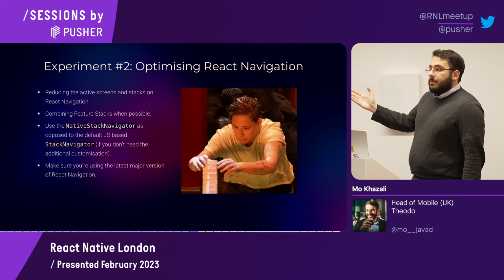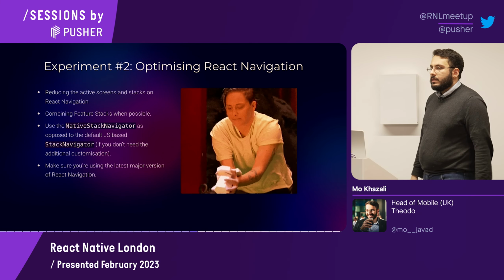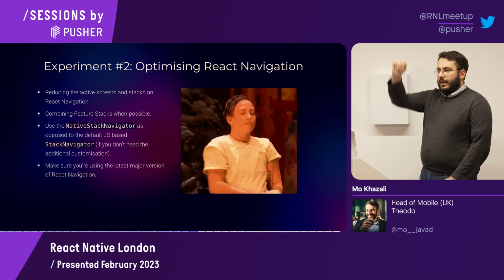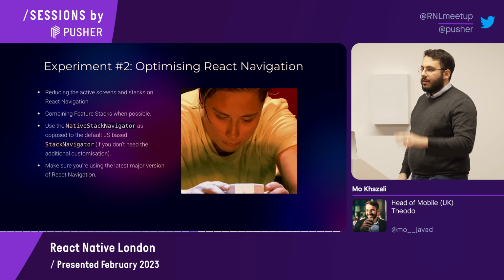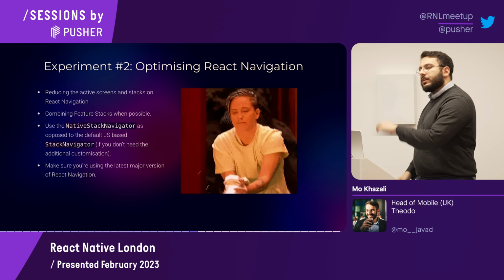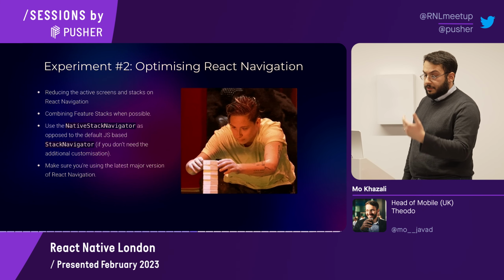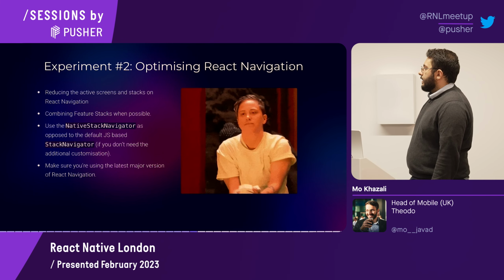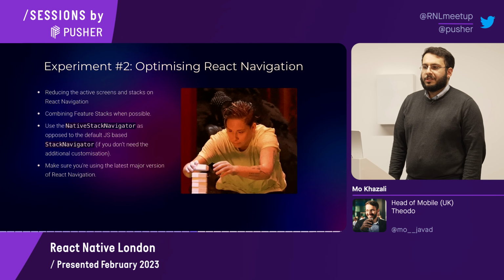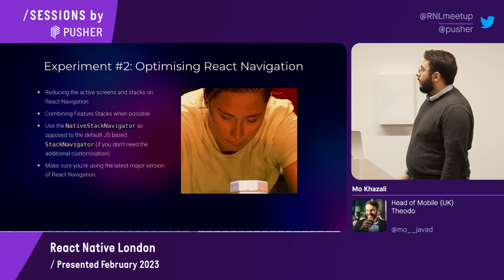Combining feature stacks when possible. So a common design paradigm or issue that I've seen is that you'll have a root navigator, and then inside of it, you'll have an authenticated and unauthenticated stack. And then within the authenticated stack, you'll have a feature stack for every single part of your application. And then those will probably have some feature stacks in them. You get a pretty deeply nested tree. And that is explicitly what the React Navigation docs tell you not to do. And we'll take a look at an example in a second. So that's something to look out for.